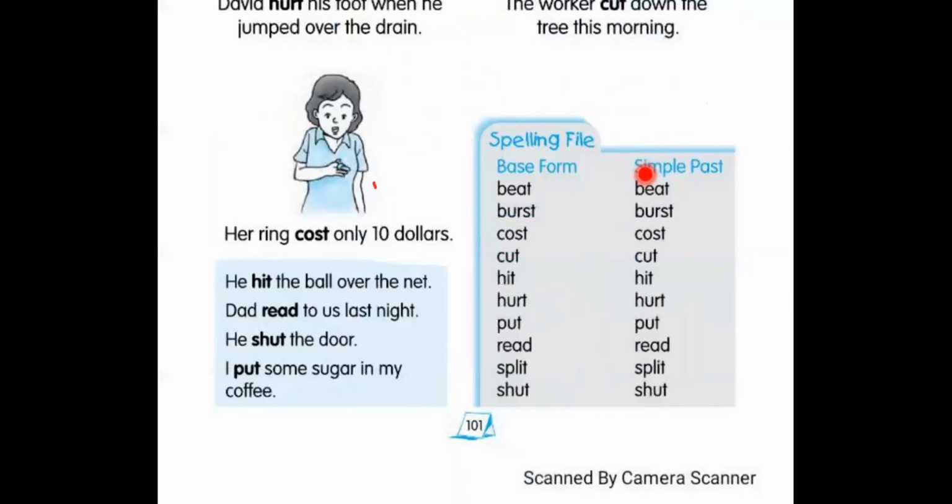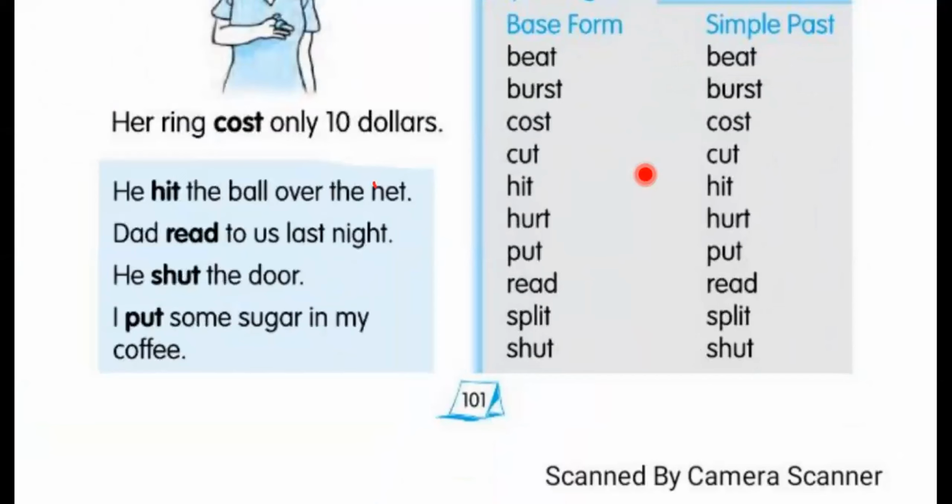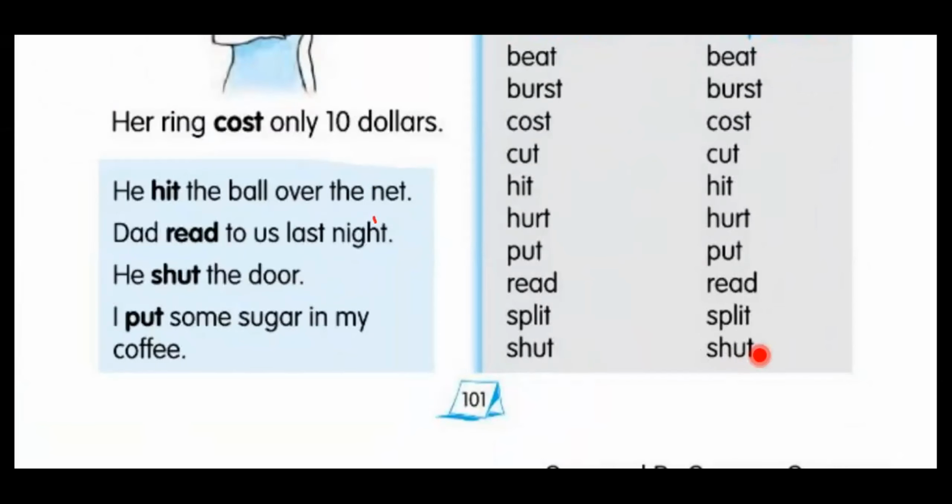Okay, first let's have a look at some of the irregular verbs over here. See, irregular verbs that don't change. Shut, shut. Split, split. Read, read. Put, put. Hurt, hurt. Hit, hit. Cut, cut. Cost, cost. Burst, burst. Beat, beat. So all these words are irregular verbs.